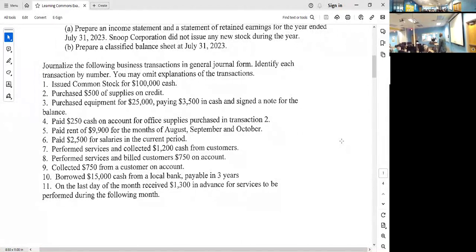Remember, when you're doing your debits and credits, what has to happen when you report a transaction? The debits and the credits have to equal. That's right. The debits and the credits, yeah, they have to equal.